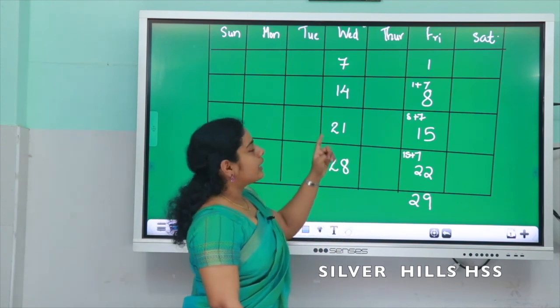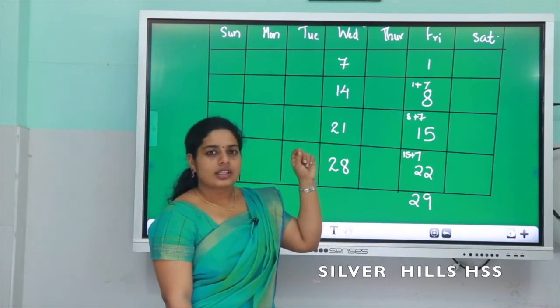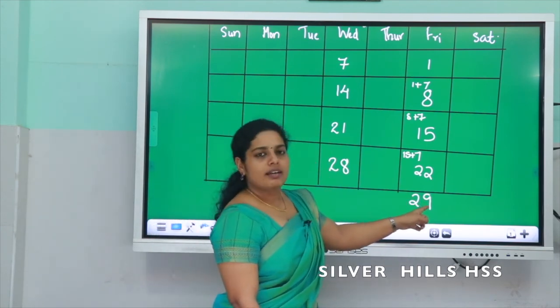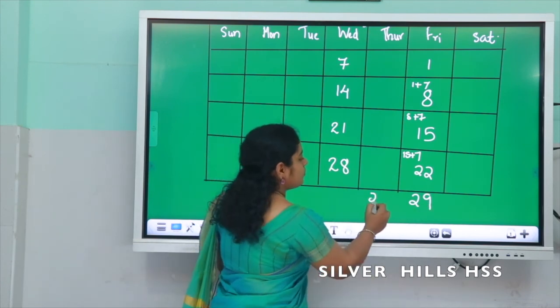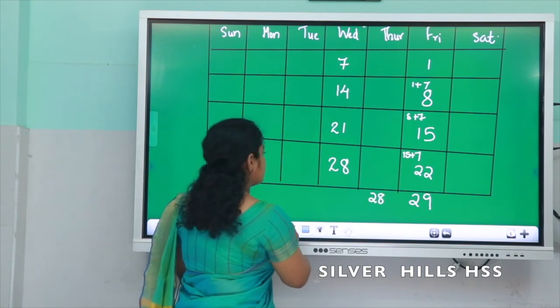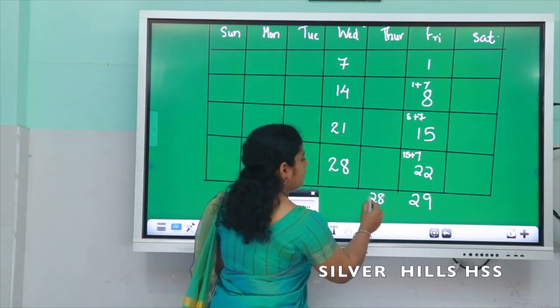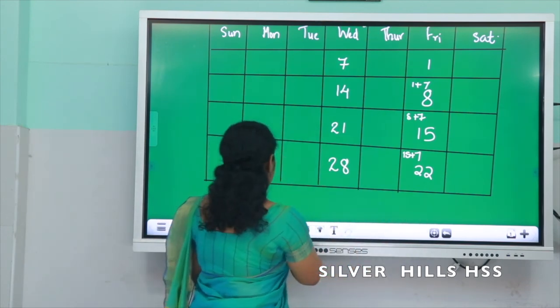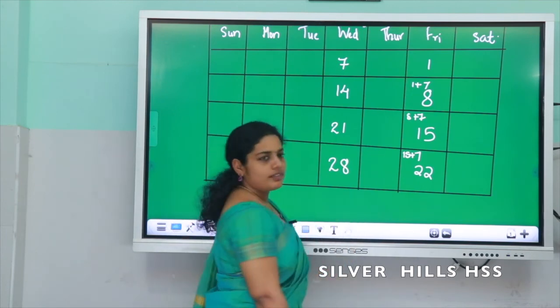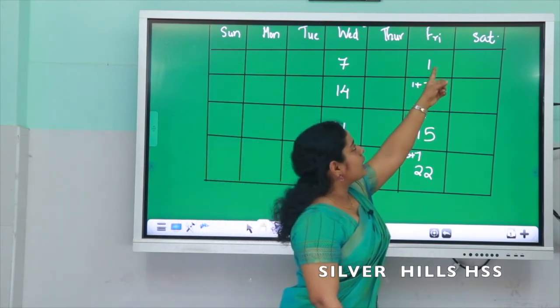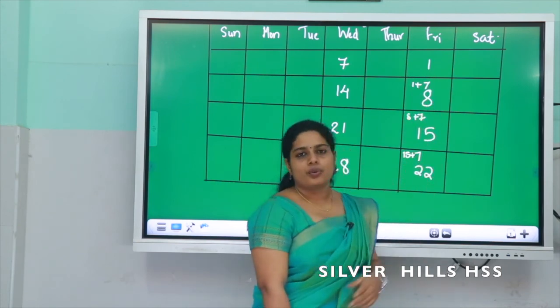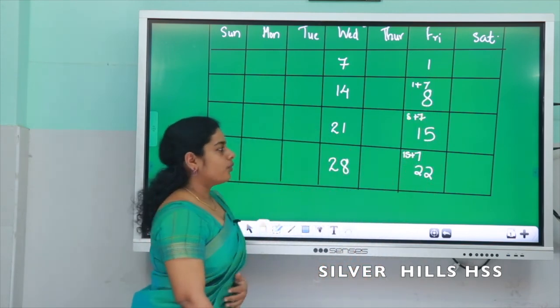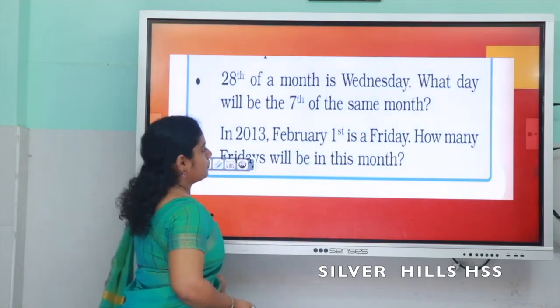But remember that the year is 2013. February will not be having 29 days. It will be having only 28 days. So, okay, 29 is not a date of 2013 February. Till 28 only we have. Okay, so how many Fridays are there in 2013 February? 1, 2, 3 and 4 Fridays. Okay, only 4 Fridays are there in February.